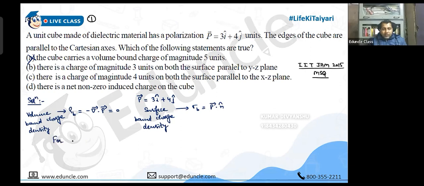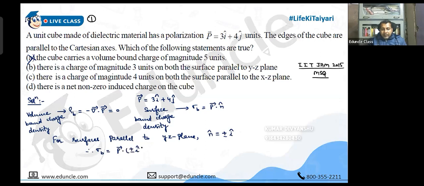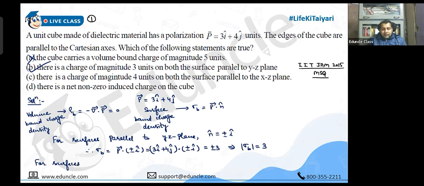Now for surfaces which are parallel to YZ plane, n cap will be plus minus i cap. So therefore sigma b will be P dot plus minus i cap. It means it will be 3 i cap plus 4 j cap dot with plus minus i cap. So it will be plus minus 3. So mod will be 3. So that is correct.